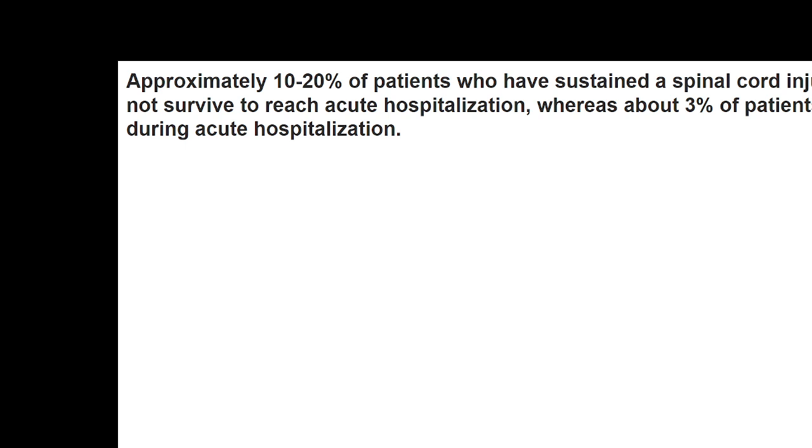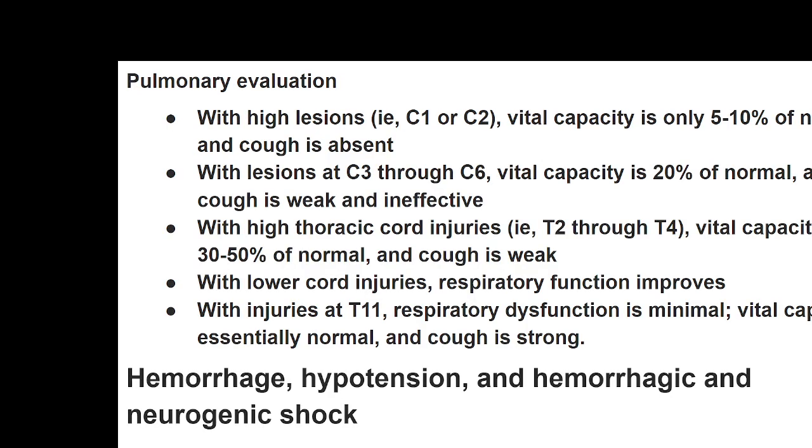That means when there is an acute trauma like a road accident or fall and so on, around 10 to 20% of the patients die at the spot, or before hospitalization there may be a death due to the acute complications, whereas about 3% of the patients die in the hospital during the acute stages because it becomes unmanageable, even with the best of the facilities.